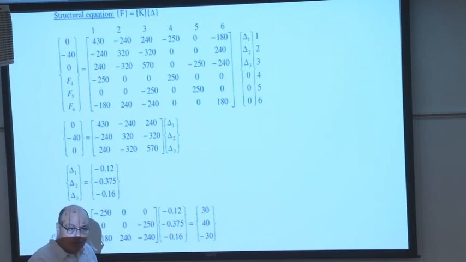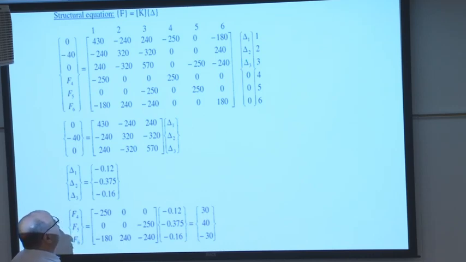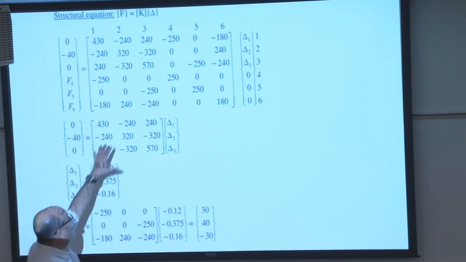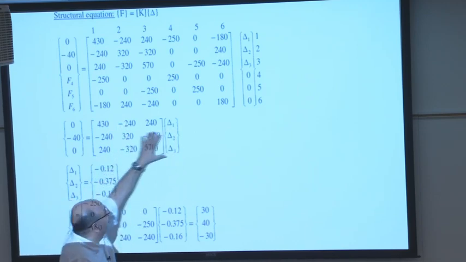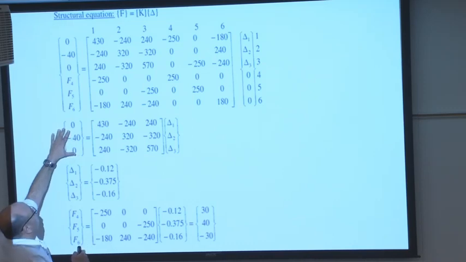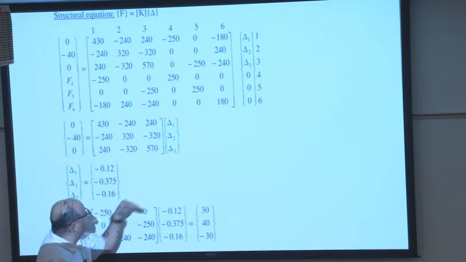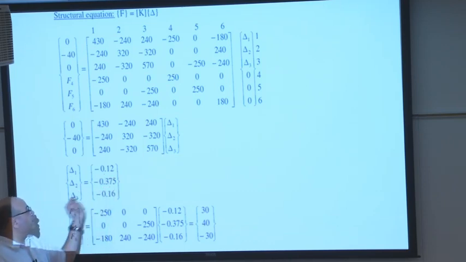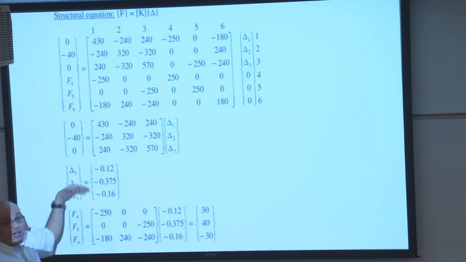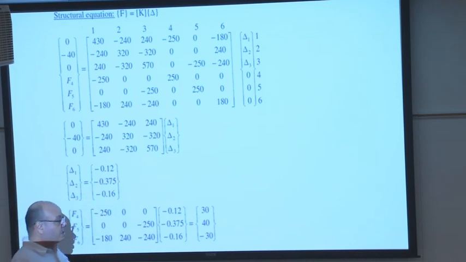Partitioning. Remember, before we partitioned at 2, after 2 rows and 2 columns. Here we are going to partition at what? 3. So you can have a partition right here after 3 rows and after 3 columns. And then you can have this top left corner right here as K11. This is K11, multiplied by delta 1, delta 2, delta 3, equals the force, which is 0, negative 40, 0. Solve those. That will give you the displacements, negative 0.12, negative 0.375, and negative 0.16. These are the displacements that you expect for this truss.